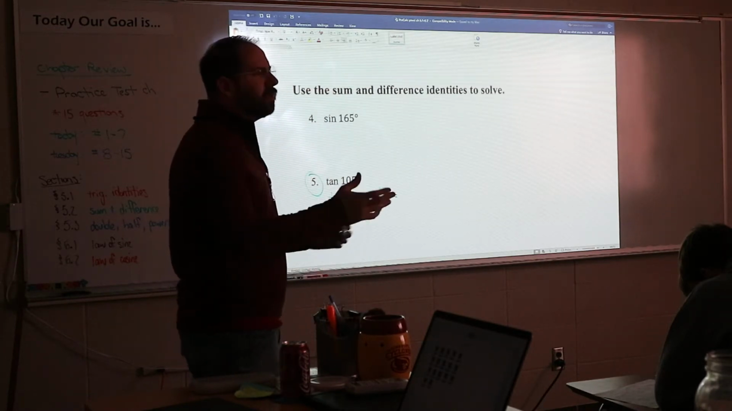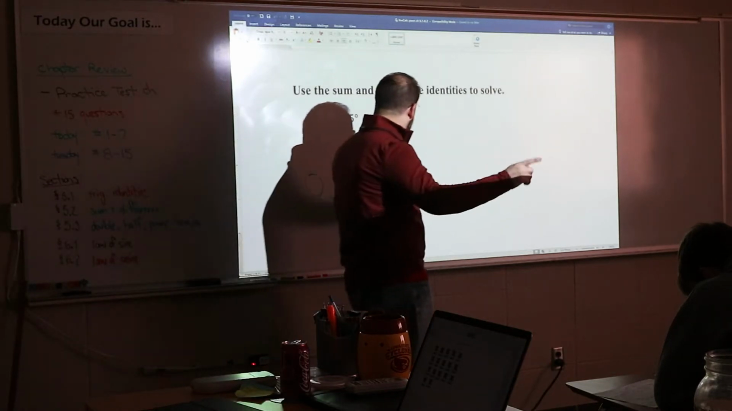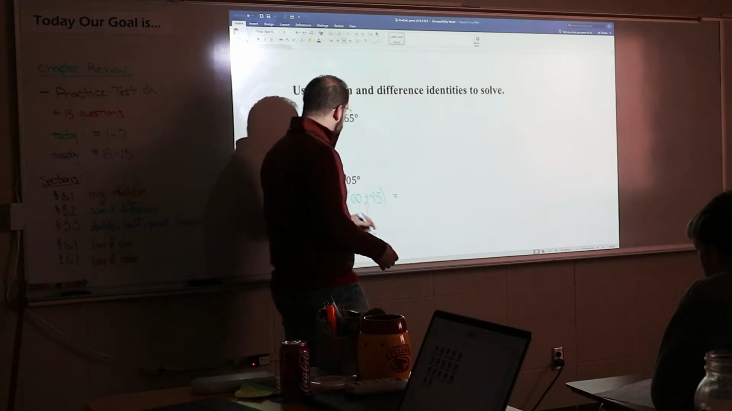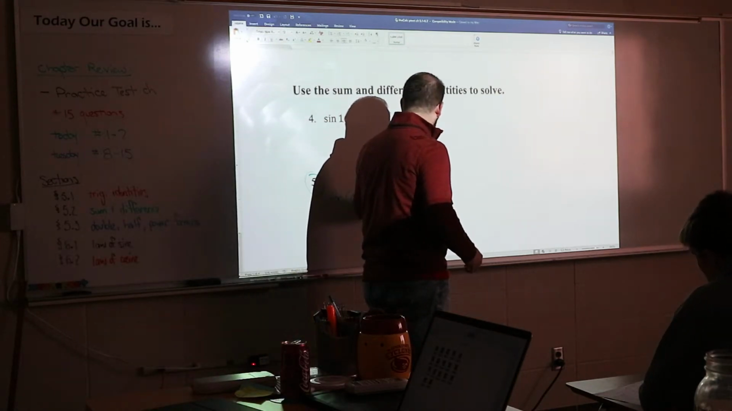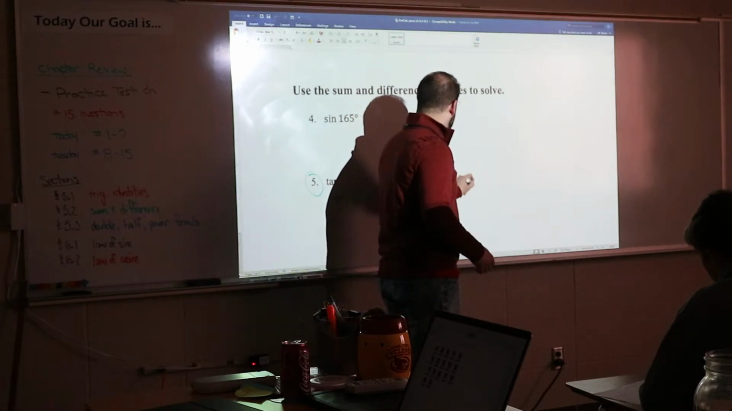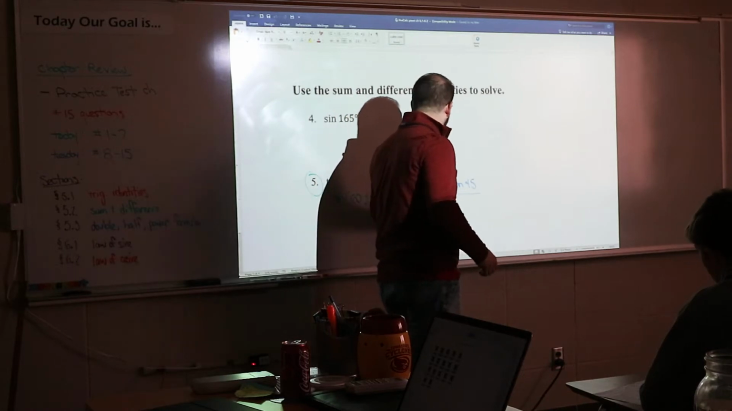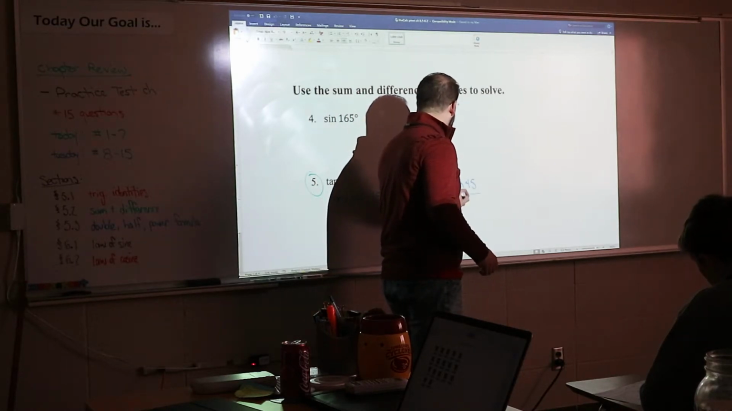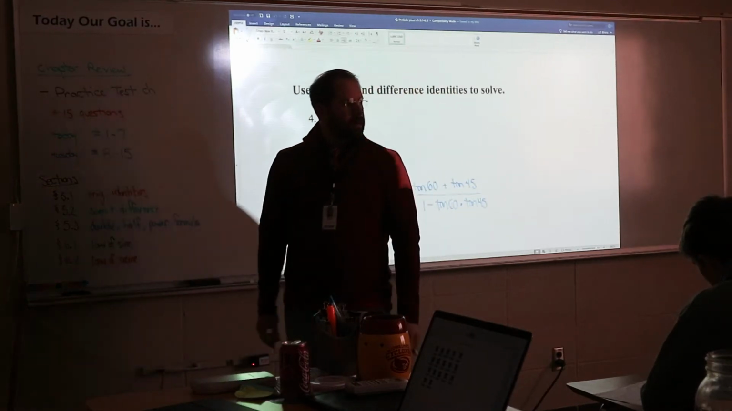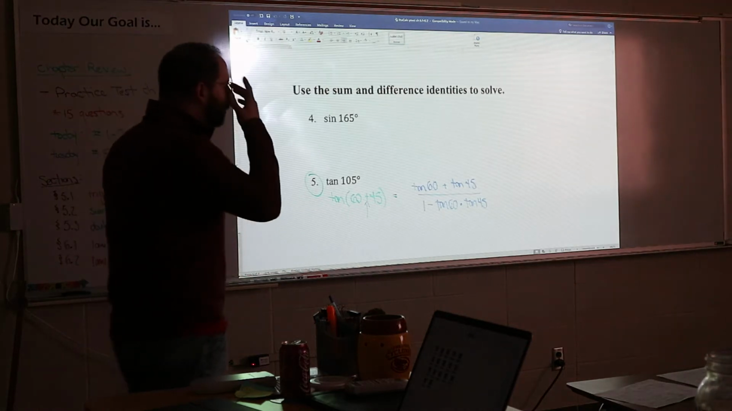So, alright, to do 60 and 45 on tangent, here's what you do. You have to use the tangent addition formula because we're adding here. These are the numbers we're choosing to add to make 105. So the tangent addition formula is this: tangent of the first angle plus tangent of the second angle, over 1 minus tangent of the first times tangent of the second. So that's your addition formula.